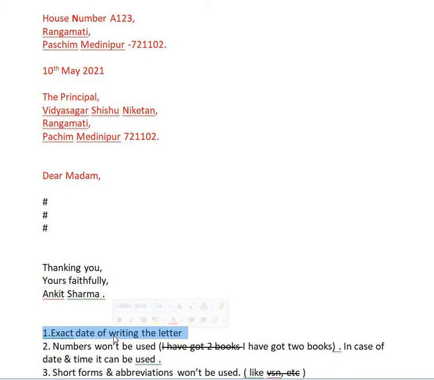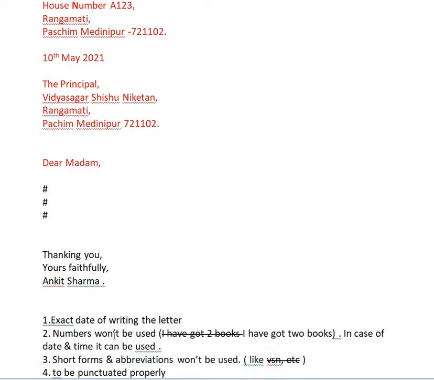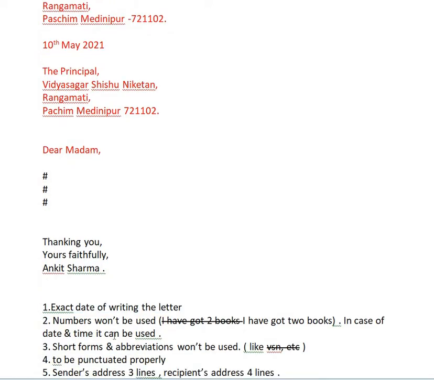Okay, then come the short forms, and abbreviations won't be used here, like etc. These will not be used. So when you are writing etc., suppose you find a particular situation where you will have to use this term etc.